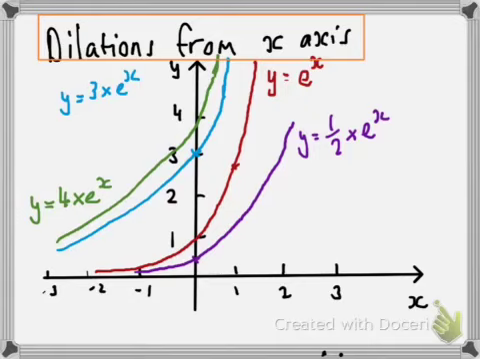Alright, time to look at all our dilations and translations and reflections, etc. Let's start with dilations from the x-axis, that is taking the graph further away from the x-axis. So I've drawn 4 graphs here. The first one I'll point out is the standard graph, this brown graph here, which is y equals e to the power of x.